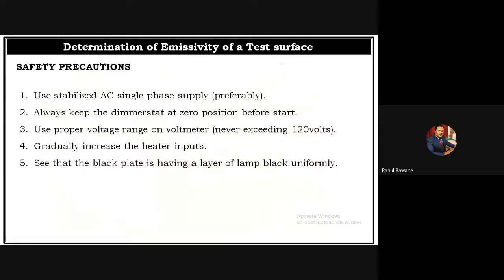Now safety precautions. As we always know, every electrical equipment has a thermostat. So we must check that the thermostat is at 0 before we switch on the supply. Every electrical system has a particular limit of voltage, so never exceed that limit. It is 120, so most probably we will keep it up to 50 or 60 volt. Then whenever we operate the thermostat, increase it very gradually.